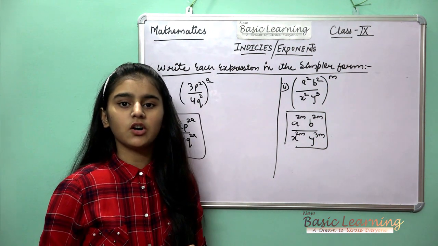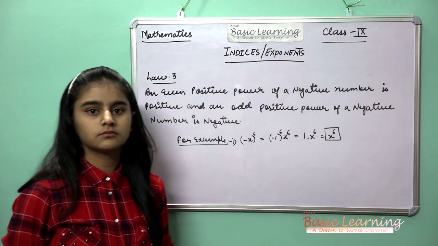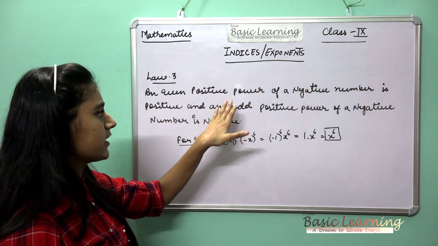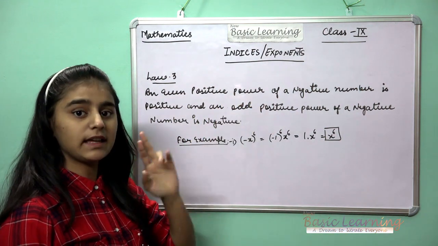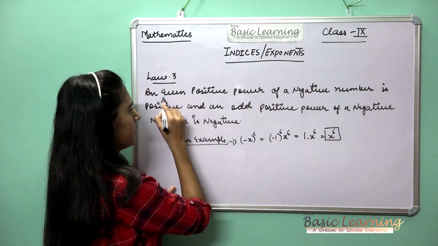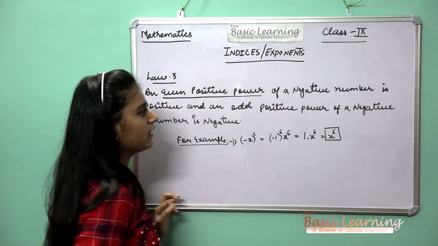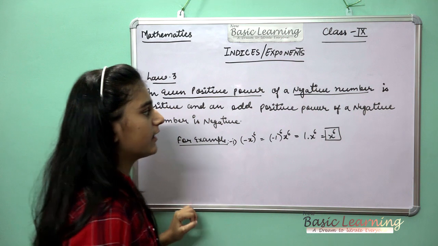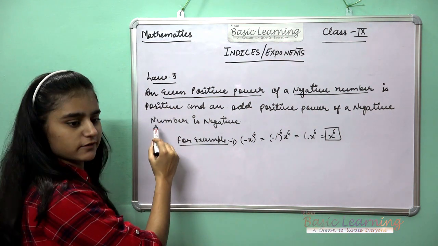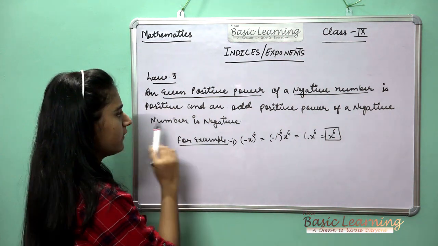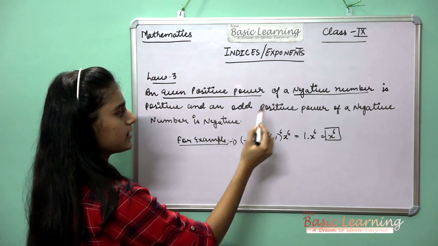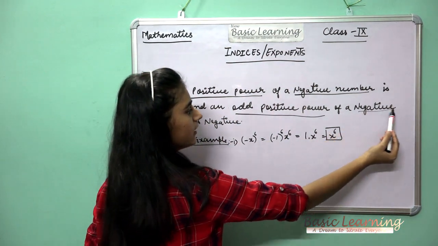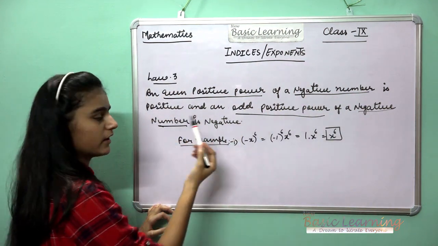Let's take the law 3. Now the law 3 says an even positive power of a negative number is positive, and an odd positive power of a negative number is negative.